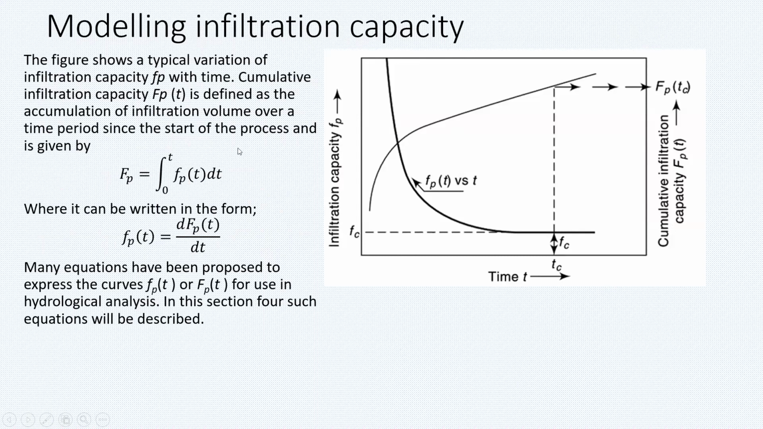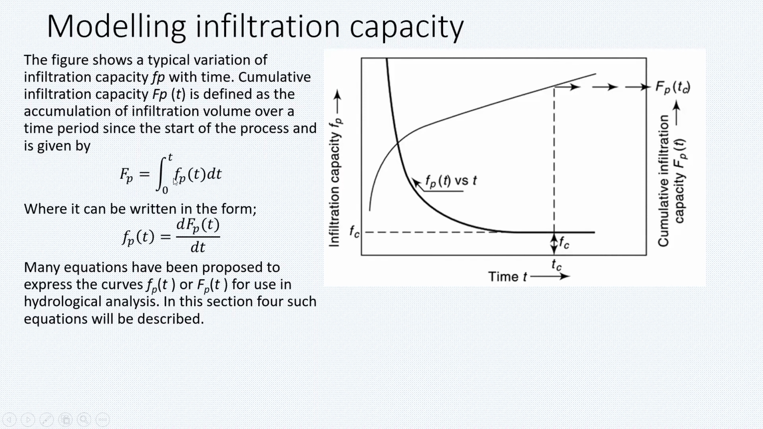Then we are going to talk about modeling infiltration capacity. I mean, it is not practical to do the infiltration measurements all the time, but it is better to do the modeling to obtain the infiltration capacity. The figure shows a typical variation of infiltration capacity FP with time. The cumulative infiltration capacity, capital FP, is defined as the accumulation of infiltration volume over a time period since the start of the process and is given by this equation.